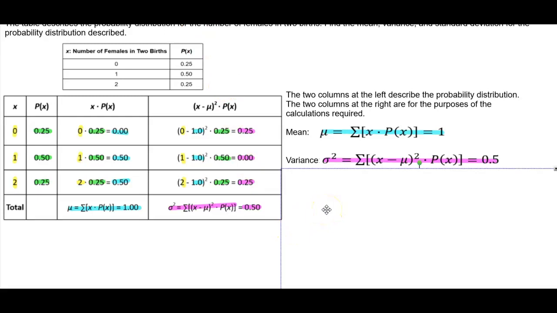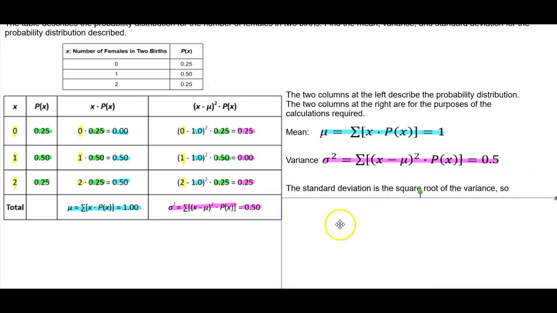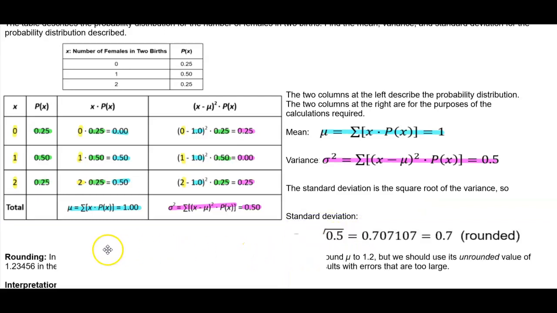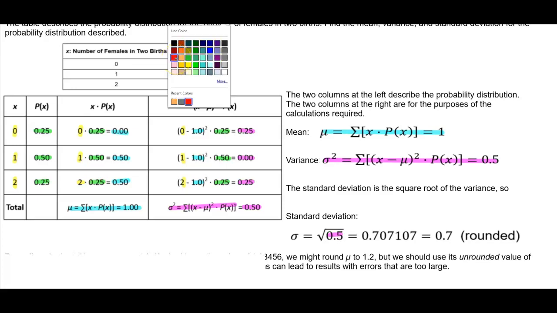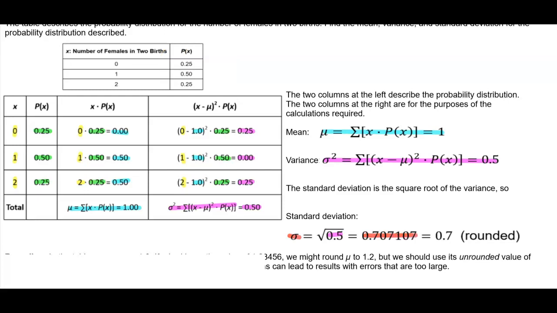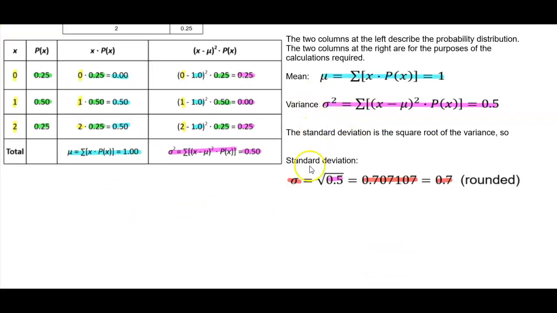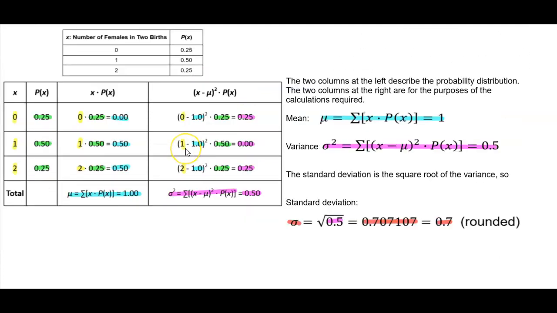Now we need to find the standard deviation. Recall that the standard deviation is the square root of the variance. So to find the standard deviation, we take the square root of 0.5, which gives us 0.707, and rounding it to one decimal place gives us 0.7. And there is our standard deviation. So now we've been able to find the mean, the variance, and the standard deviation of a probability distribution.